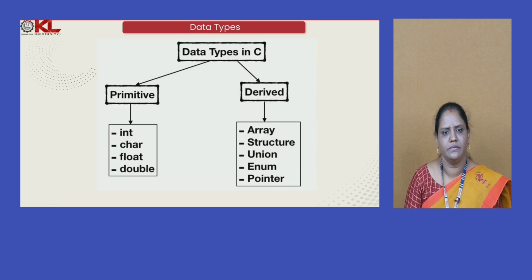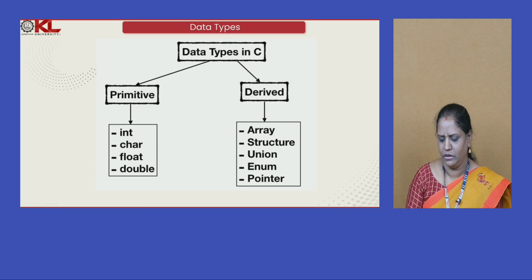Now, we have two categories of data types in C: primitive data types and derived data types. These primitive data types are also called predefined data types. Under this we have 4 types: int, char, float, double. Now find the difference between all these 4. Int, float, double are used to store numeric type of values.